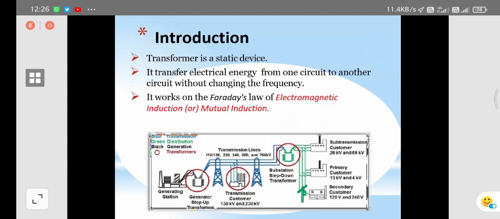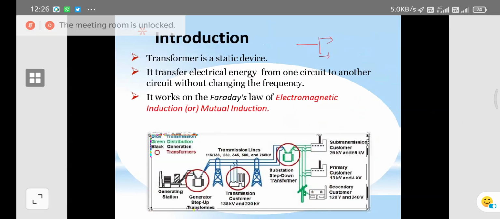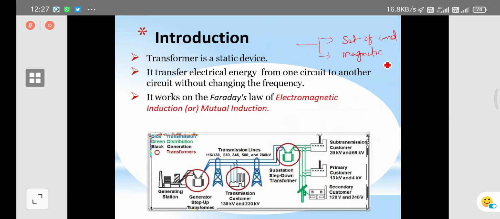Coming to the introduction. As you know, the transformer is a static device. The basic requirements to generate induced EMF are a set of conductors and a magnetic field. Set of conductors and magnetic field.